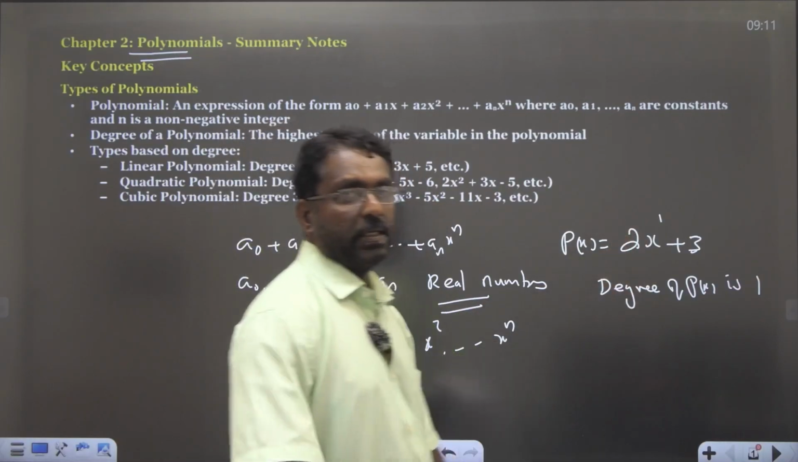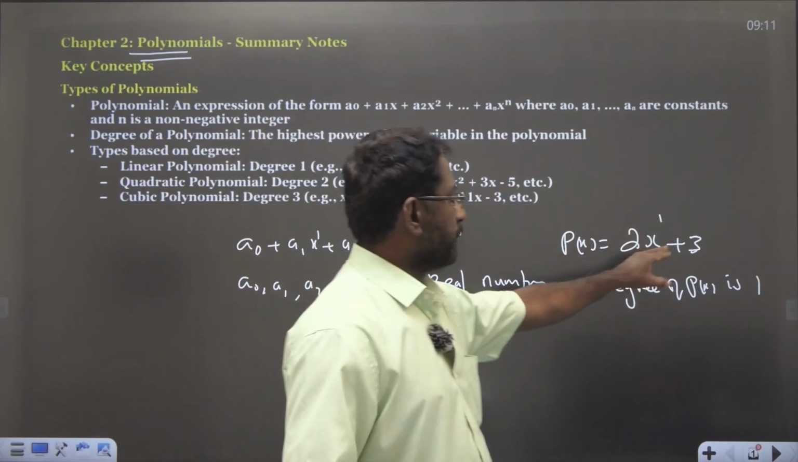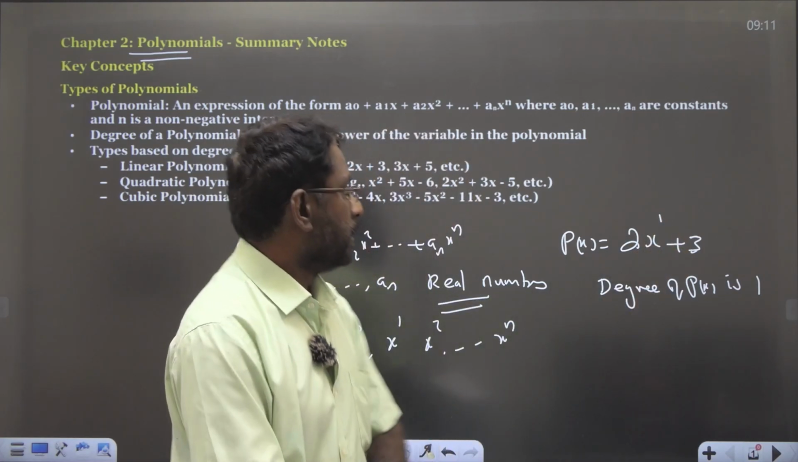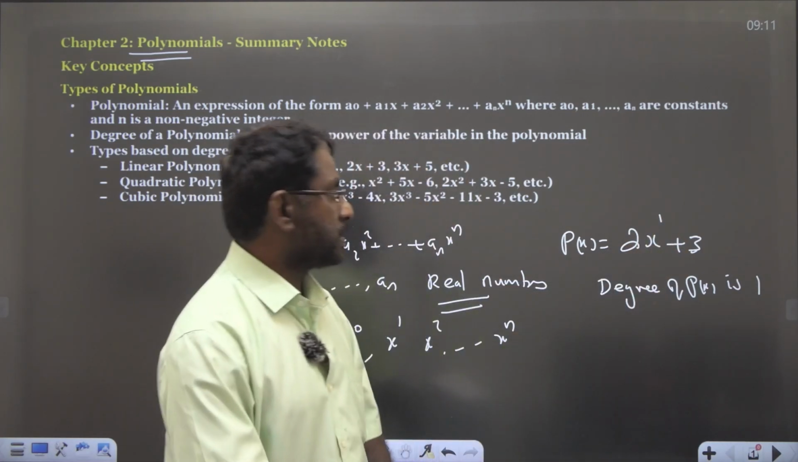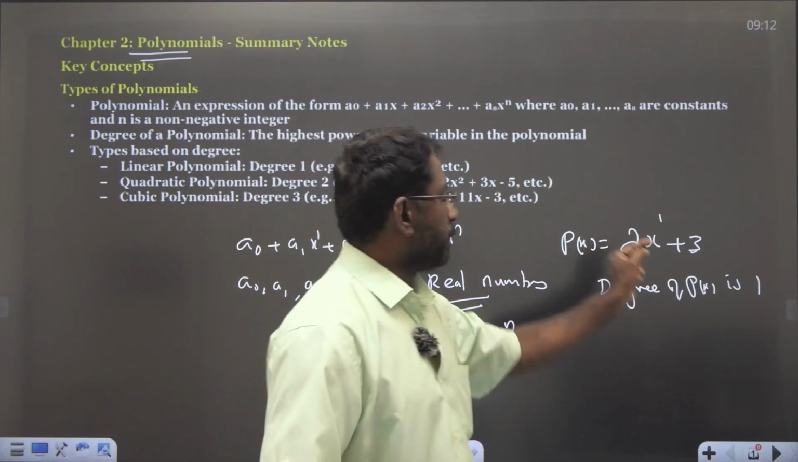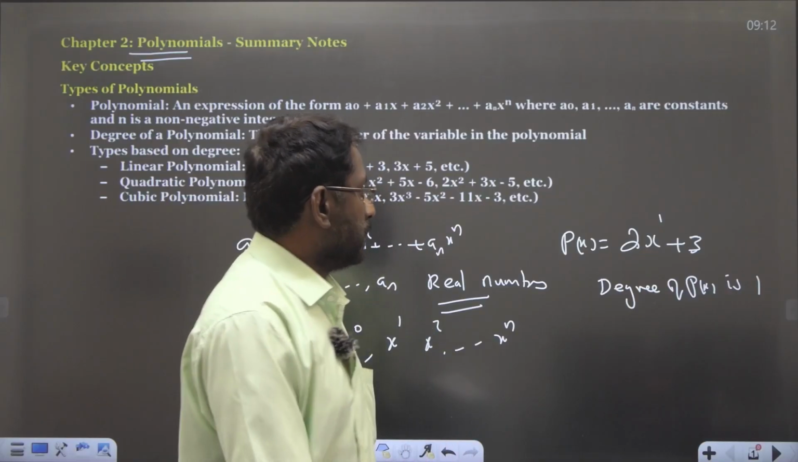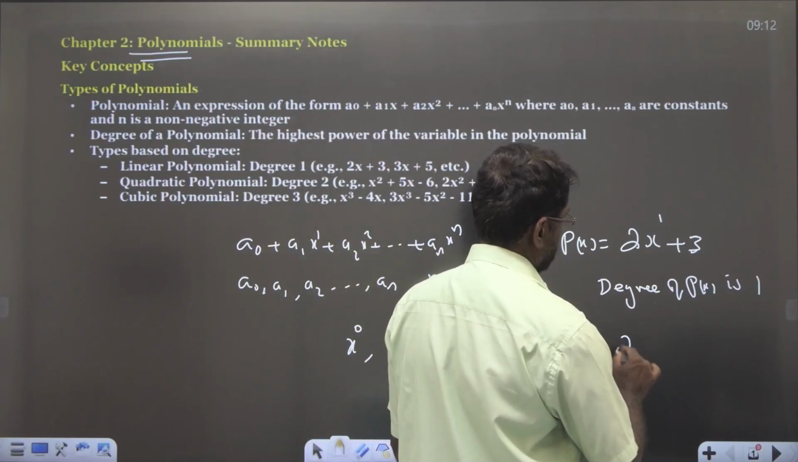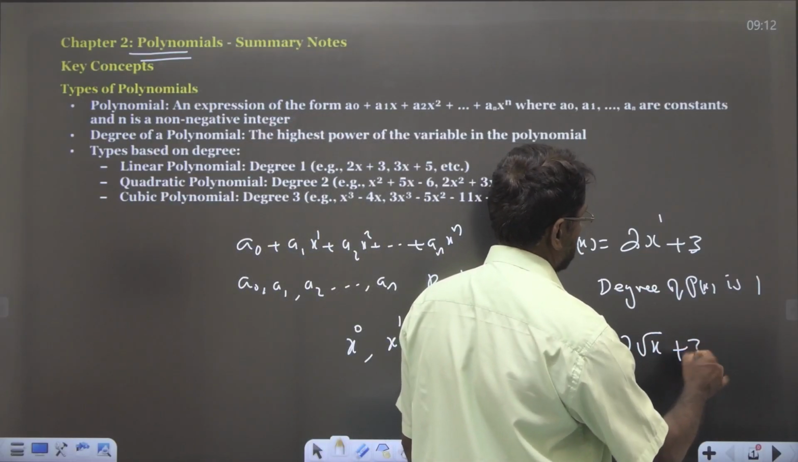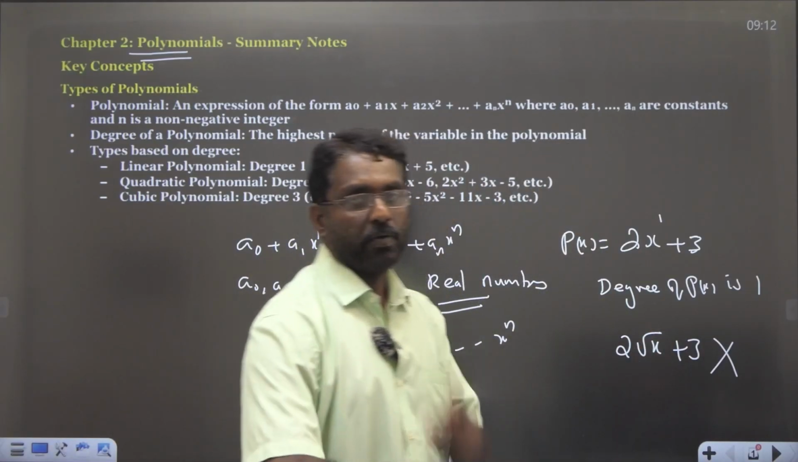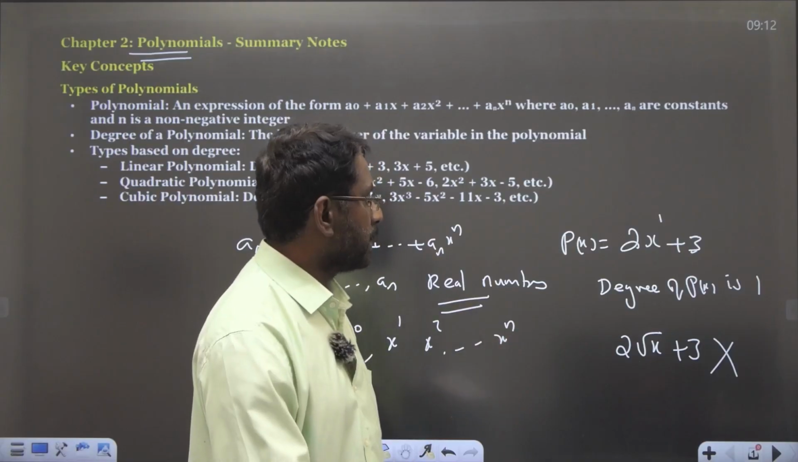2 and 3 are the real constants. The coefficients or the constants can be any real number, no problem. But the power of x is not any real number. The power of x is always an integer, including 0. This is not a polynomial. 2 root x plus 3. It is not a polynomial because here the power of x is 1 by 2.